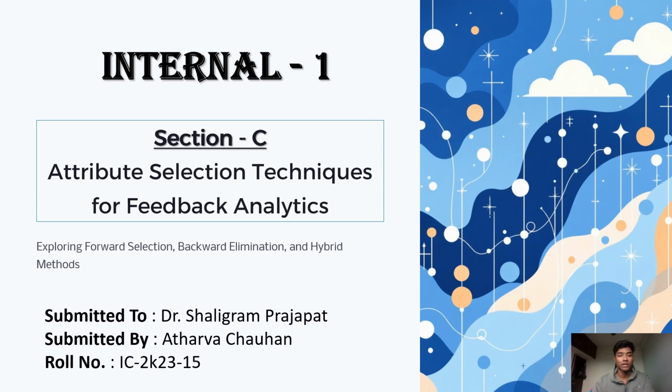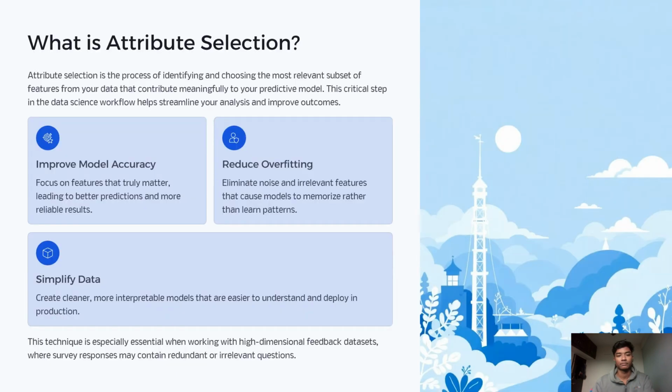Let's discuss what attribute selection is. Attribute selection means identifying which features in your dataset genuinely contribute to better predictions. In simple words, we want to pick only the useful columns and remove the unnecessary ones. This helps us improve model accuracy, reduce overfitting, and make the model simpler and easier to interpret. This is especially important in feedback datasets where surveys have many questions but not all of them add value.